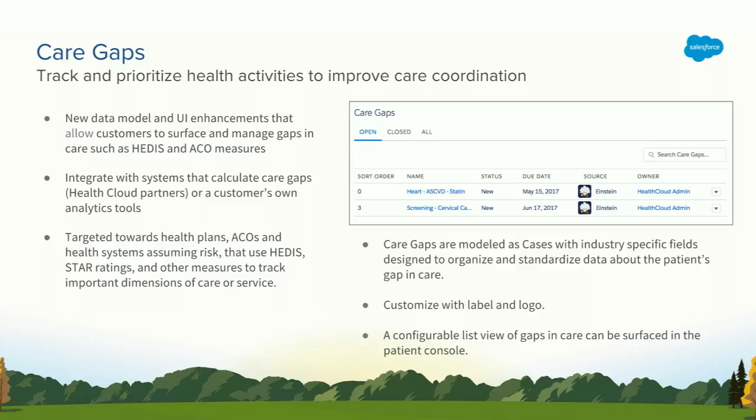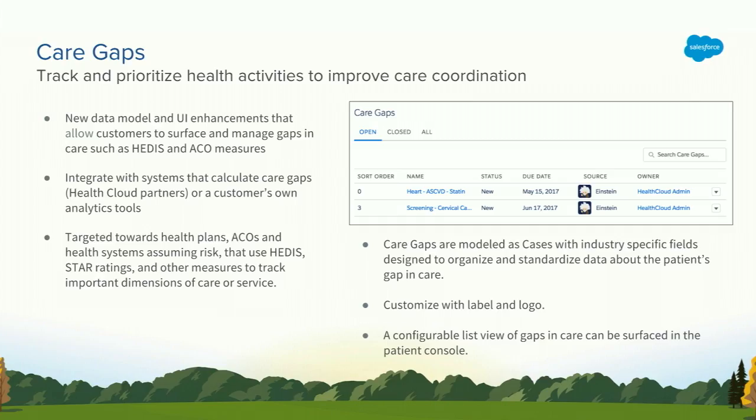So these care gaps are typically going to be measures such as HEDIS measures, ACO measures, things that organizations are incentivized to really be sure that they're managing from a standard of care perspective. And so what we've introduced with Health Cloud is a new data model and user experience set of components that allow customers, end users, care coordinators to really, inside the Health Cloud workflow, answer the questions that they need to answer and take action with patients in a very focused manner.